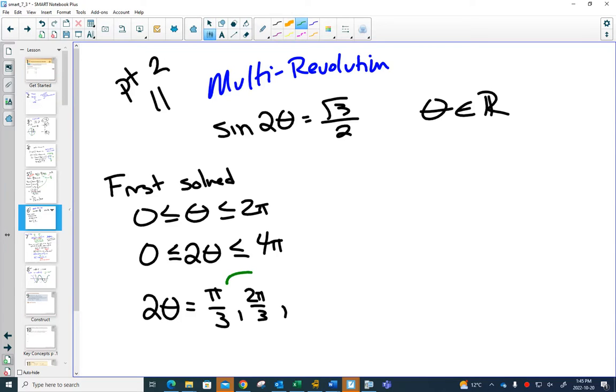How do we find something that's coterminal? We could add 2 pi. But if I'm adding 2 pi, I need a common denominator. So can you see that that would be 6 pi over 3? So 1 pi over 3 plus 6 pi over 3 will tell me 7 pi over 3. And this one plus 6 pi over 3, 8 pi over 3.